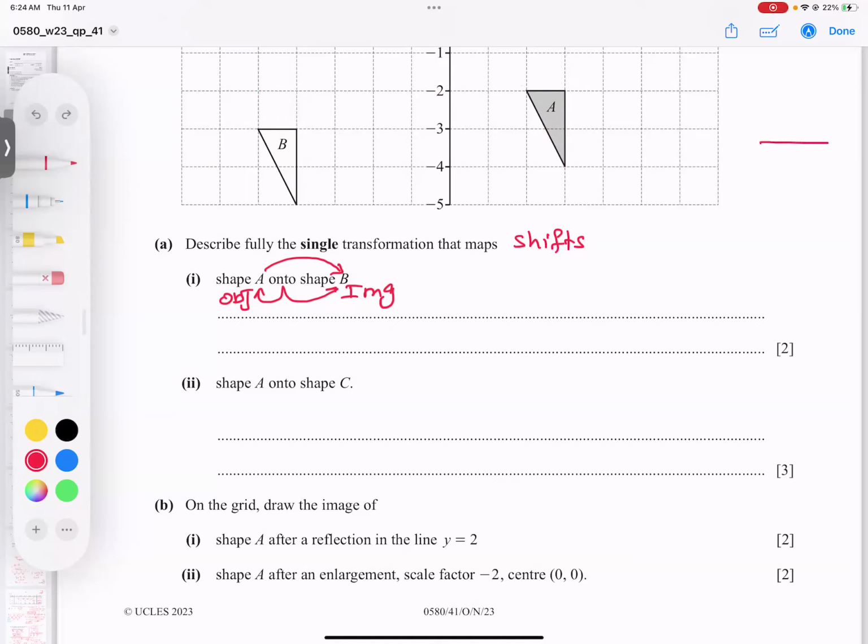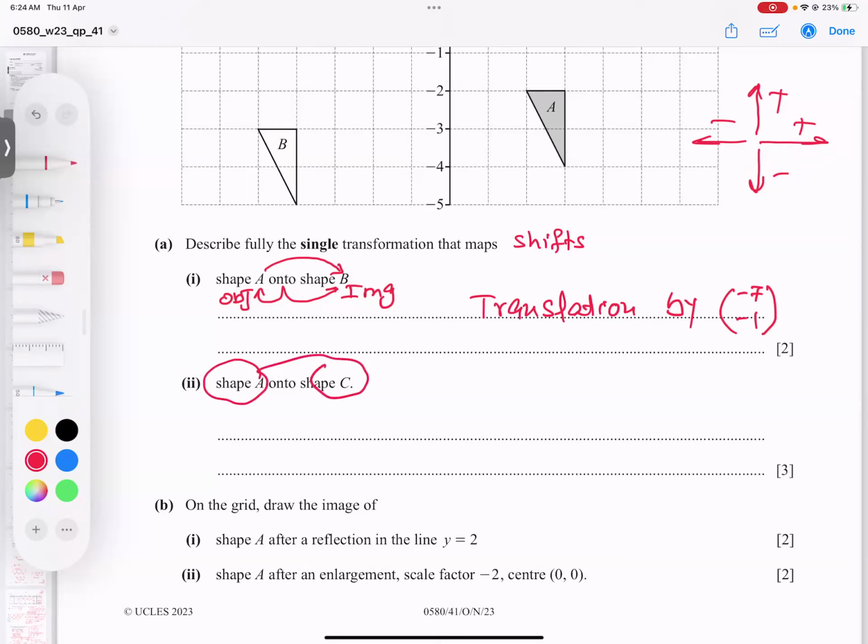And you know the rule: right-hand side is positive, left-hand side is negative. Upwards is positive, downwards is negative. Because I'm going 7 to the left, I'll count negative, and then one box downward, so also negative. So this is called translation by column vector -7 and -1. I believe there's nothing hard. Alhamdulillah Rabbil Alameen. Okay.